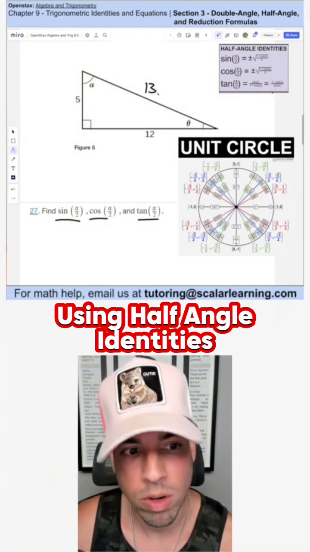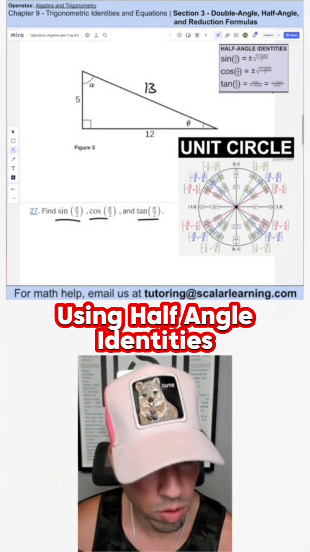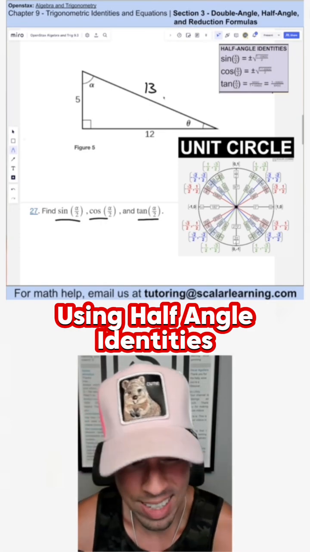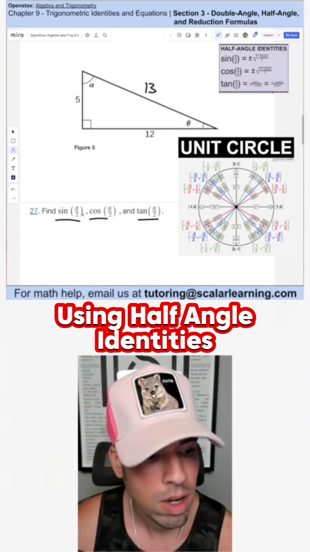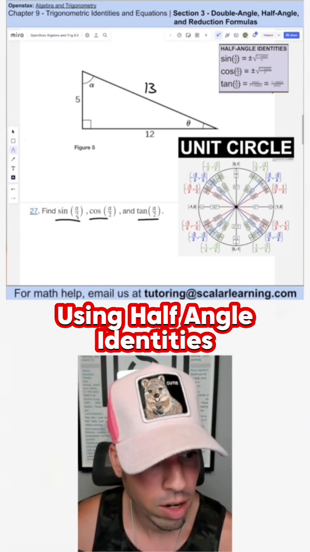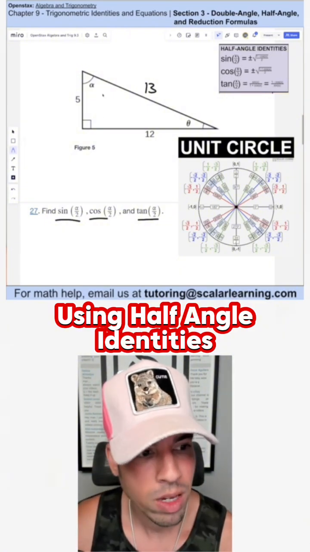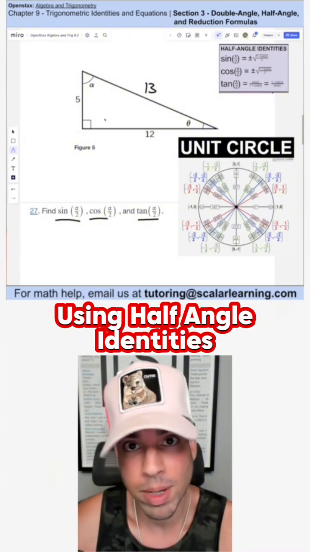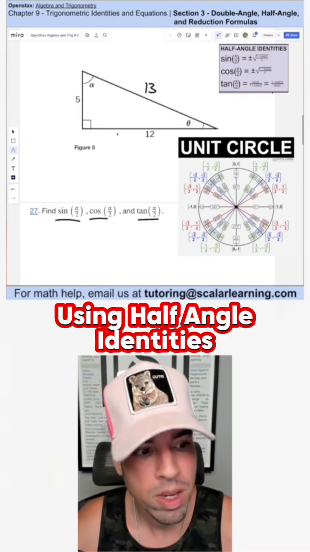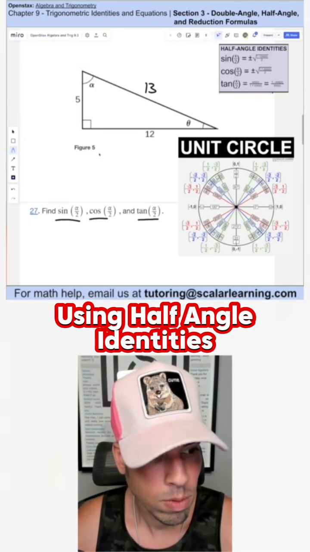If you don't have that memorized, you can do 5 squared plus 12 squared equals what? And it would be 169. Square root of that is 13. Okay, so what is sine of a over 2? And by the way, every single one of these should be positive, because we're taking an angle in a triangle, we're dividing it by 2. That's quadrant 1, right? So all of these should give us positive values.